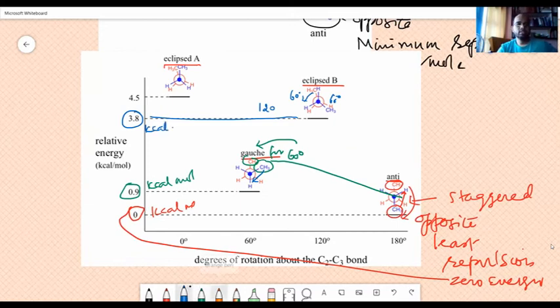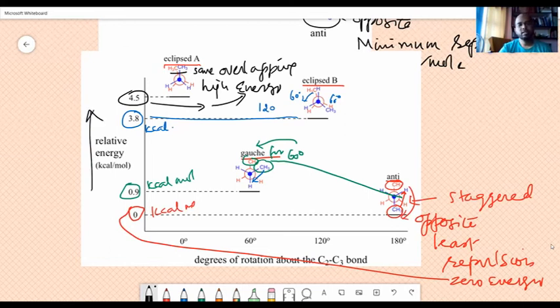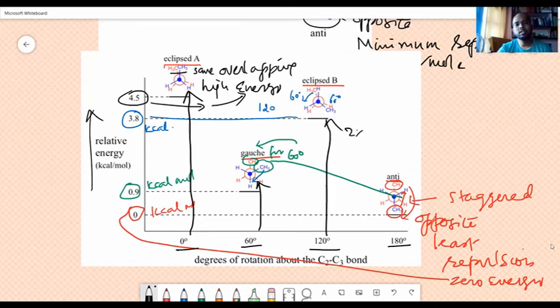And the last one is eclipsed A, in which both methyl groups are overlapping and have high energy. What is the energy? The energy is 4.5 kilocalories per mole. The energy is on the y-axis and the degrees of rotation, 0, 60, 120, 180, are on the x-axis. This is 0 degree rotation, this is 60 degree rotation, this is 2 into 60 degree rotation, and this is 180 degree rotation.